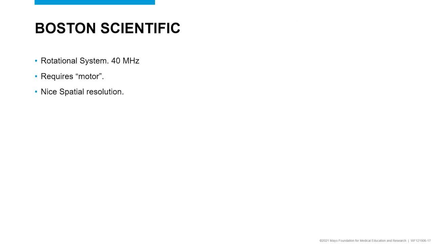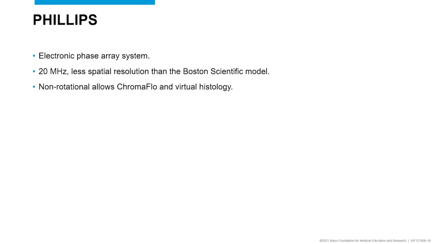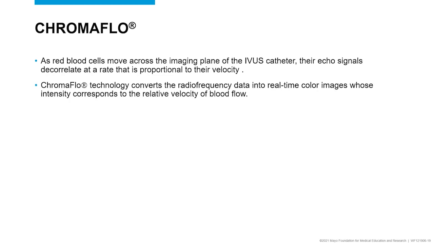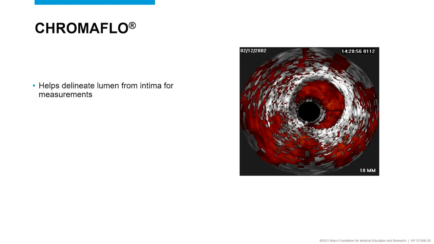The devices that are currently available: Boston Scientific makes a rotational system. It's a high-density IVUS system, 40 megahertz or more. It requires a motor. It has nice spatial resolution because the frequency is higher. Philips currently has the stationary system, which is a lower frequency system with less spatial resolution. But one of the things that it also offers is ChromaFlo and virtual histology. ChromaFlo is basically looking at radio frequency data from sound waves that are reflected back from moving red cells, and it converts it into a relative velocity map. And it looks like this.